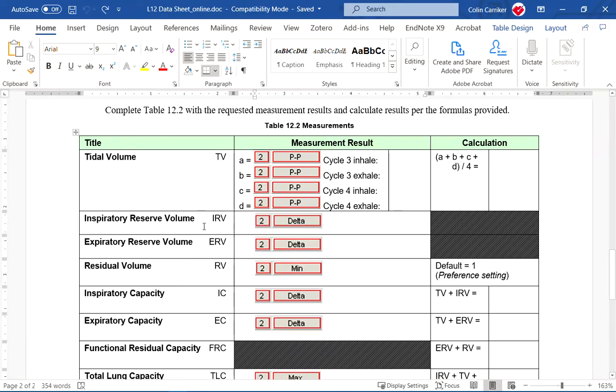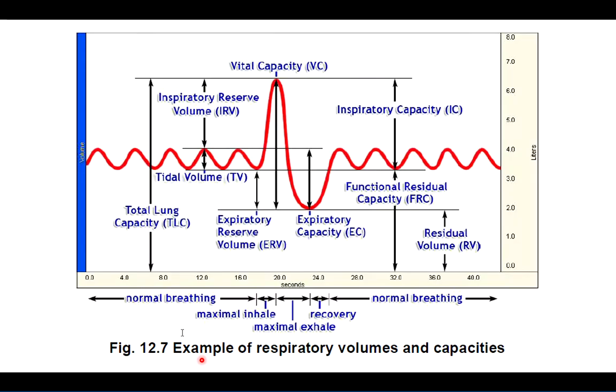And now we're going to go on to inspiratory reserve volume. So recall for inspiratory reserve volume, that right here is from the peak of a normal inhale to the top of this vital capacity or maximal exhale. So in reality, I could measure it from any of these points, from here to here. I could measure it from here to here. I could measure it from here to here. It would be all the same if our baseline is consistent and if our tidal volumes were all equal.